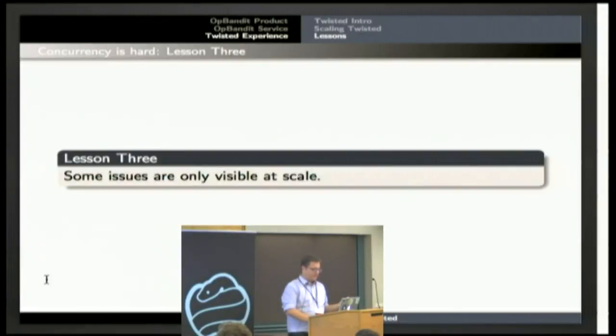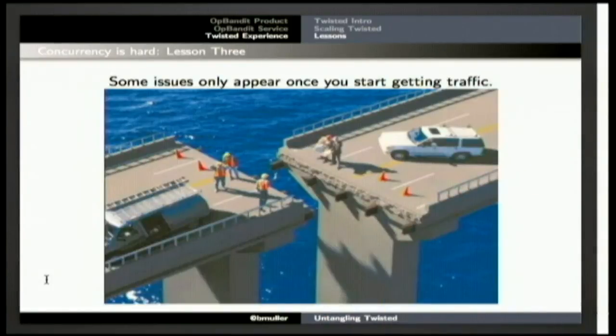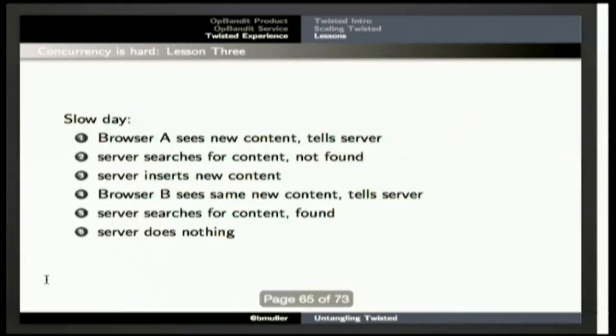Lesson 3: some issues are only visible at scale. They only appear once you start getting traffic, and then you realize that, wait a minute, there might actually be a problem here. This is something that appears specifically in concurrency way more often and more easily, especially when you start talking about race conditions.